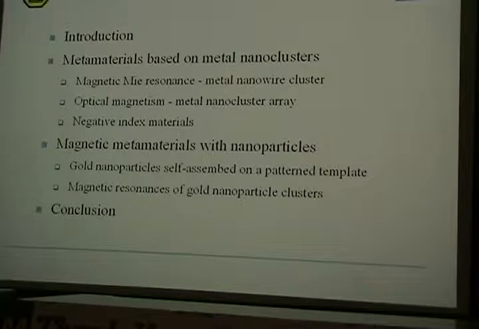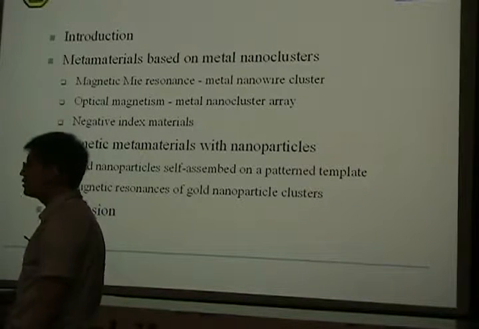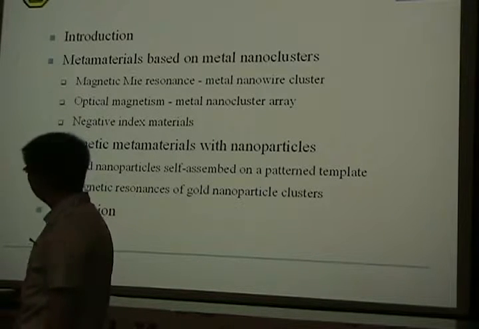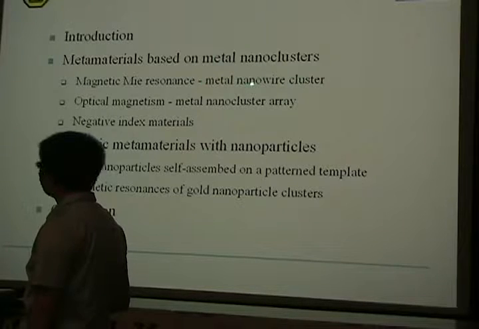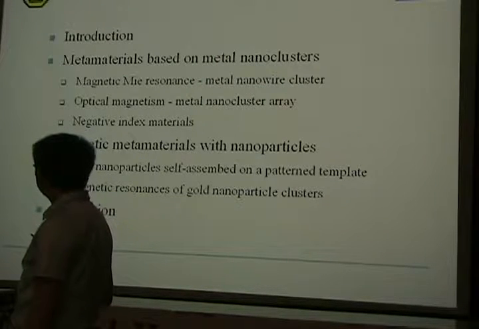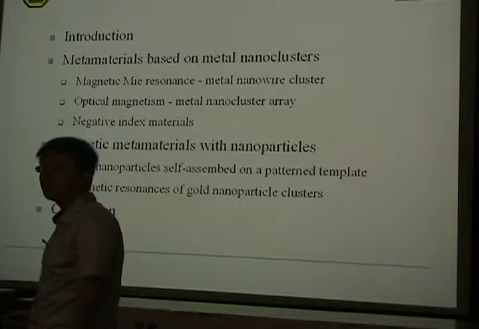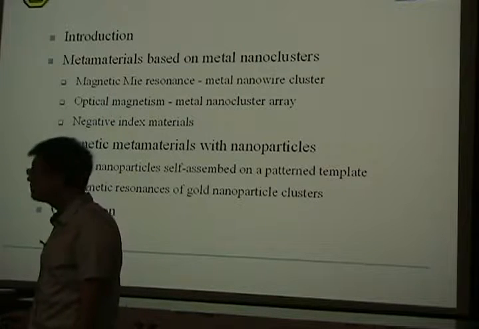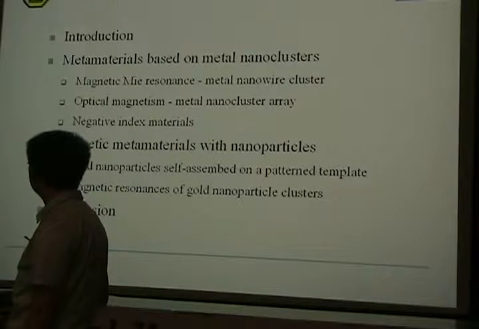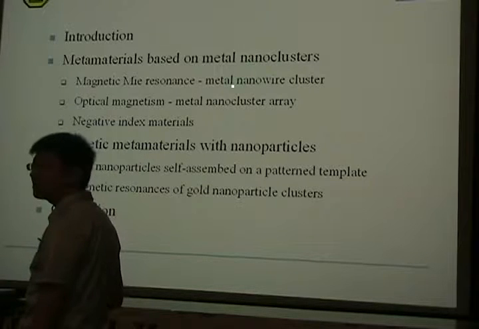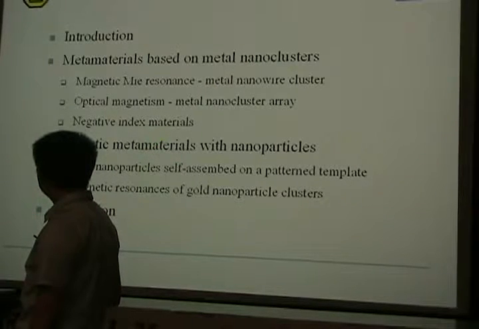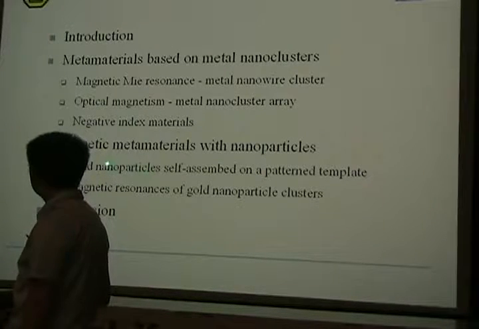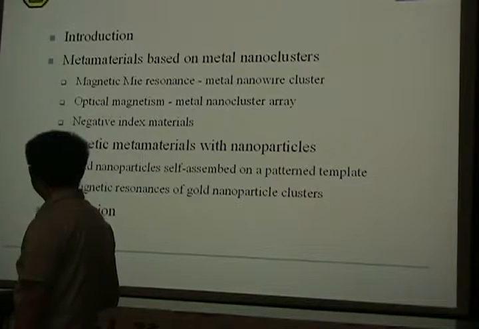Here is the outline. I will first introduce these metamaterials, and then I will present our designs of optical frequency magnetic metamaterials based on those metal nanoclusters. Those materials will exhibit negative permeability, negative mu, and therefore can be used to construct negative index materials. And I will show you two of our negative index materials designs based on those nanoclusters. In the second part, I will show some of our experimental realization of those magnetic metamaterials using gold nanoparticle self-assembling. And finally is the conclusion.